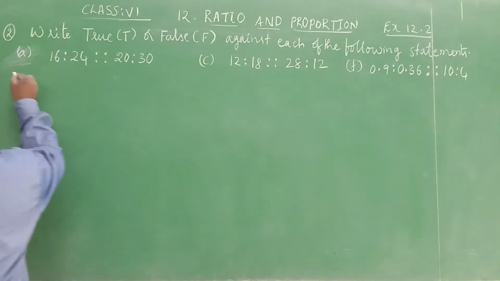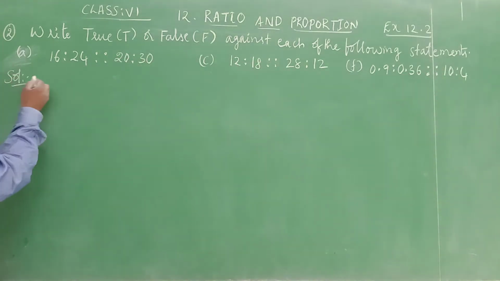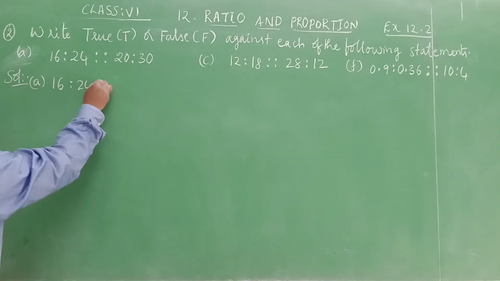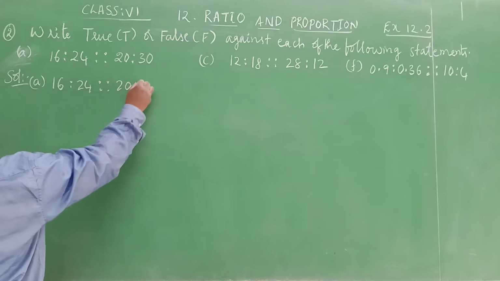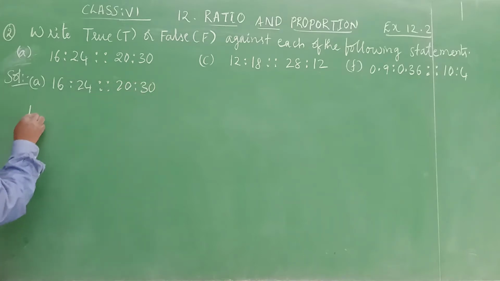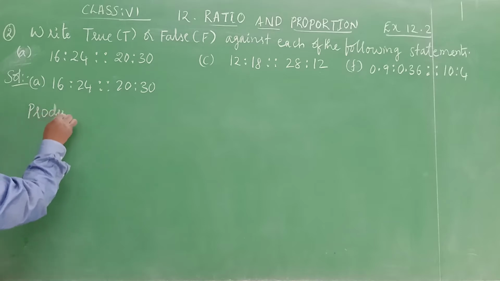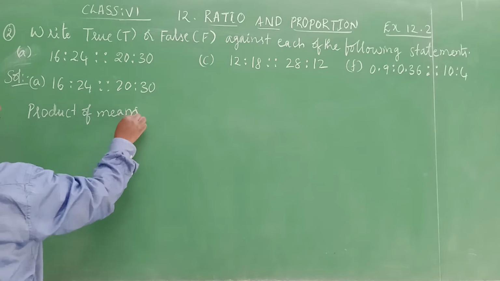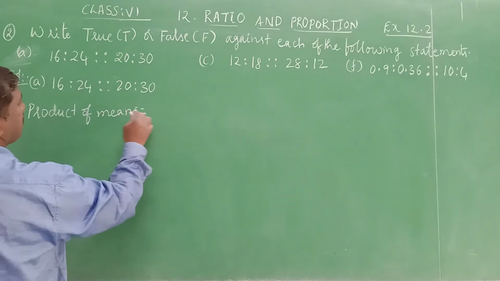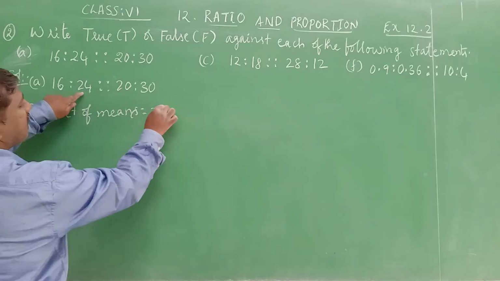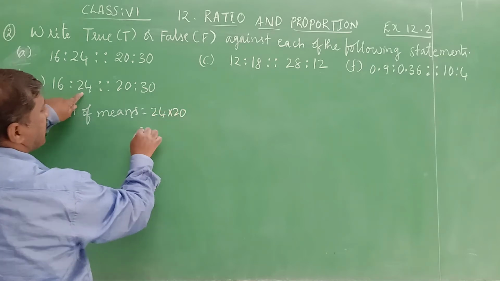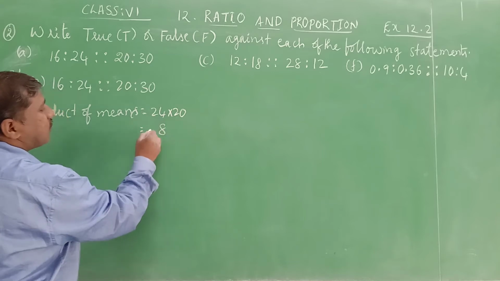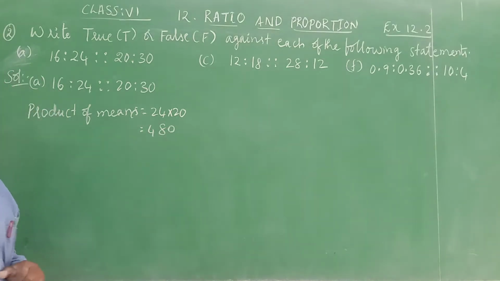So here the first bit A, 16 is to 24, 20 is to 30. Now we find the product of means, that is the middle terms, 24 into 20. Multiply 24 by 2: 2 4s are 8, 2 2s are 4, and keep 0, so 480.